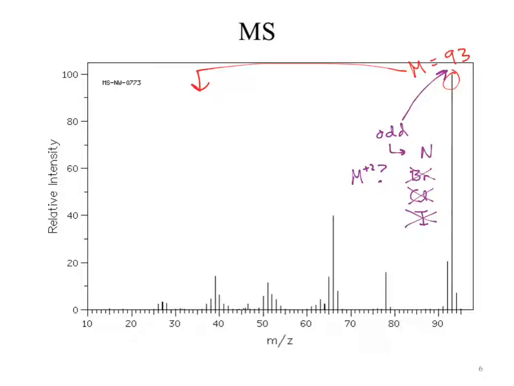In that 93, we know we have nitrogen because it's odd. What is the mass of nitrogen? 14. So 93 minus 14, 79. Okay, 79. What is going to be in the rest of that mass? Carbon and hydrogen. Why do you say carbon and hydrogen? Because it's organic chemistry. Yeah, that simple.